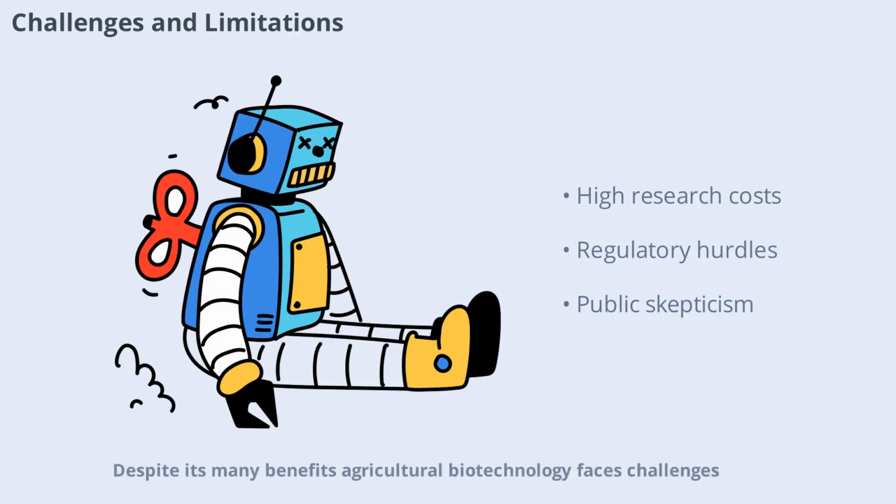Despite its many benefits, agricultural biotechnology faces challenges. These include high research costs, regulatory hurdles, and public skepticism. There are also concerns about the potential for unintended consequences, such as the spread of modified genes to wild species. Addressing these challenges requires ongoing research, transparent communication, and responsible management.